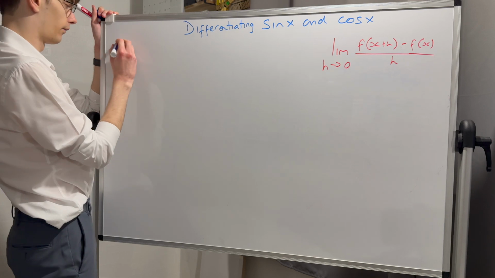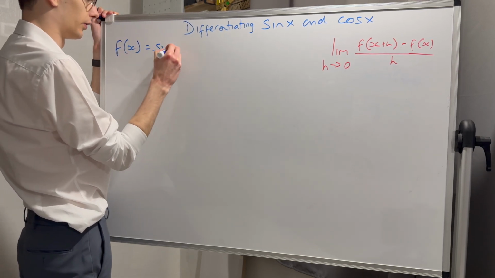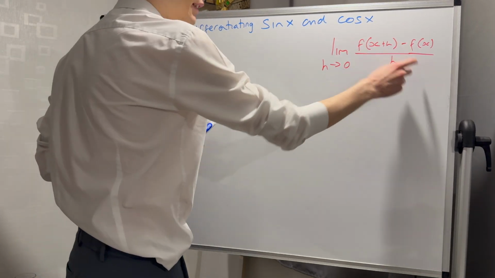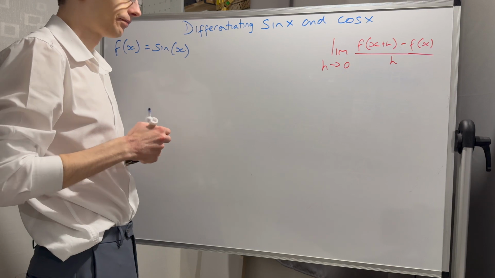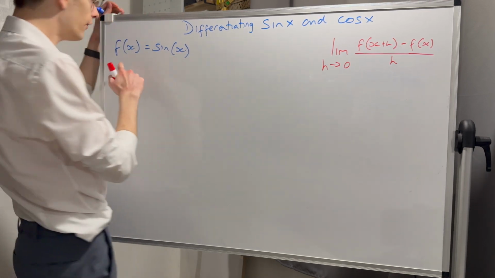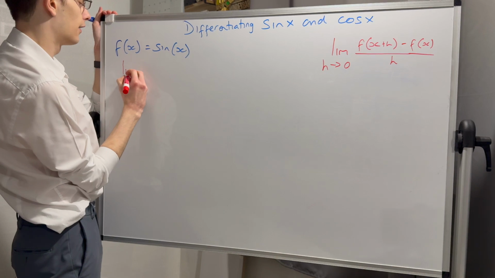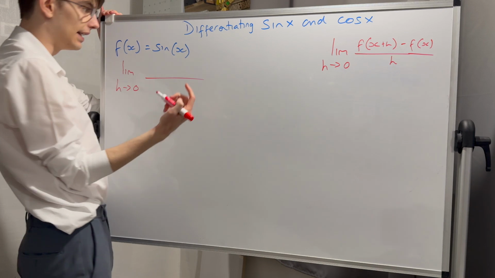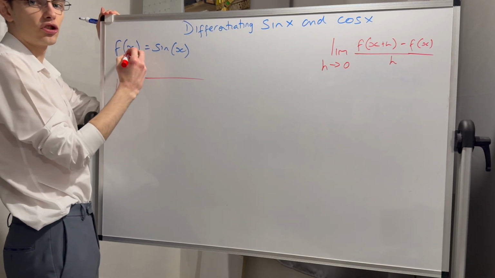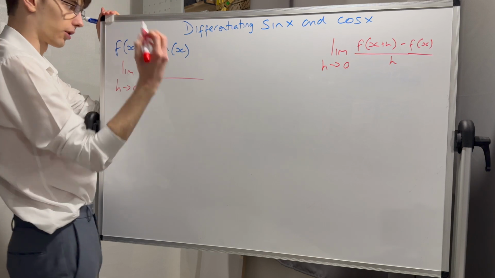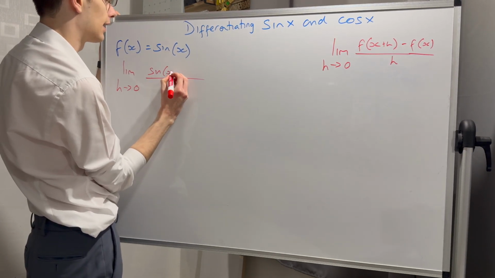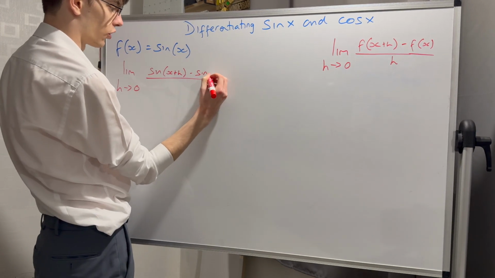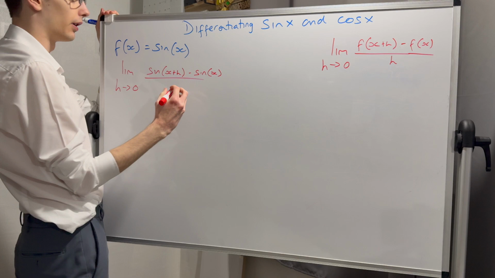So I'm going to start off with f of x equals sine x. And I'm going to plug this into this formula and see what happens. So if f of x equals sine x, then I'm going to have the limit as h tends to 0 of f of x plus h. So x plus h is the argument of my function. So this argument changes to x plus h, and I get sine of x plus h minus f of x, which is sine x, all divided by h.